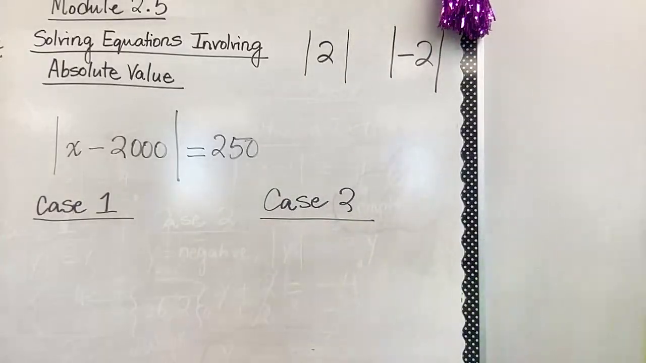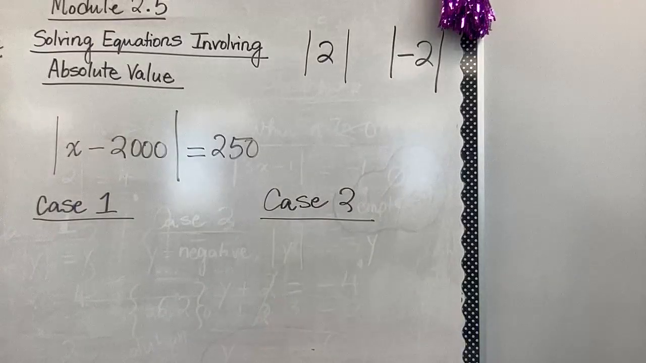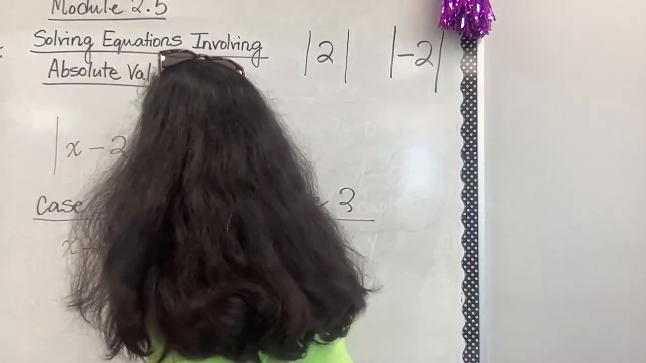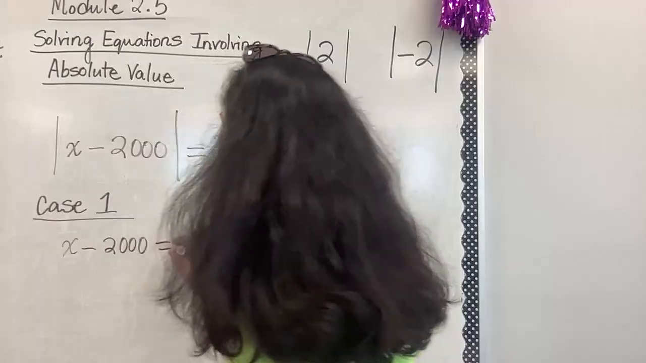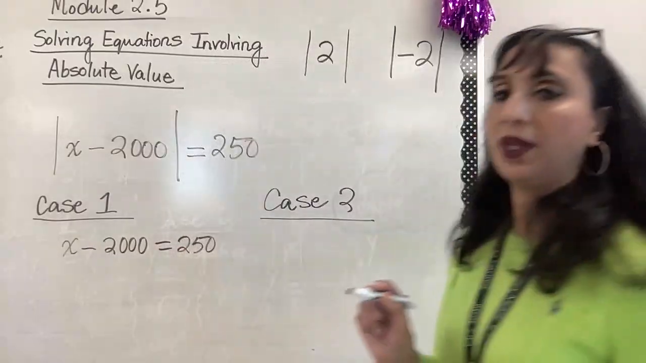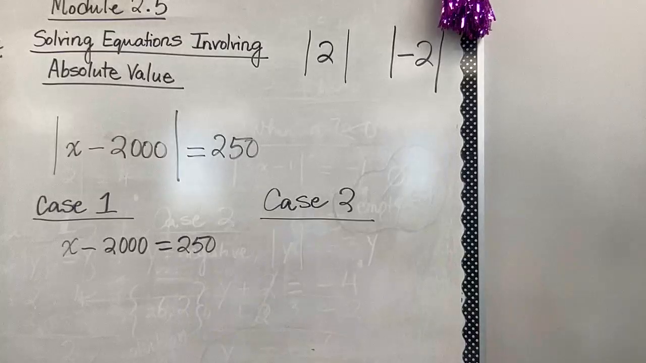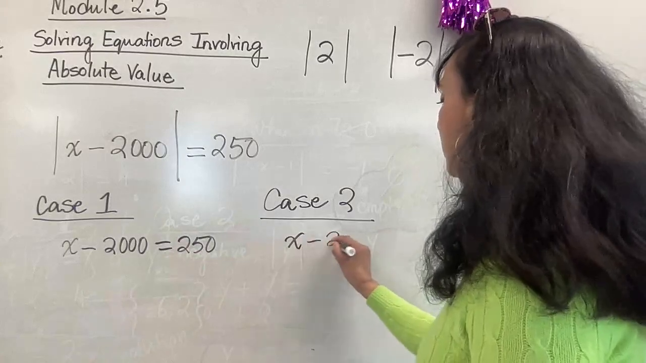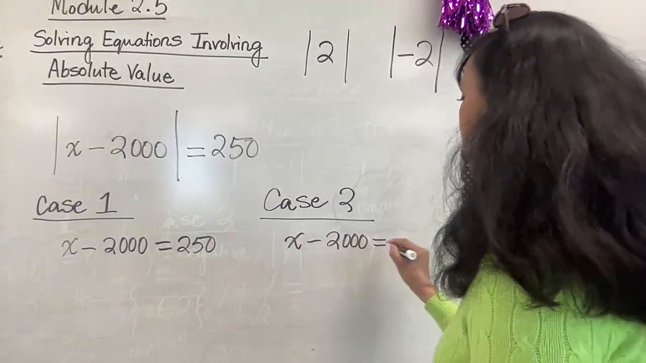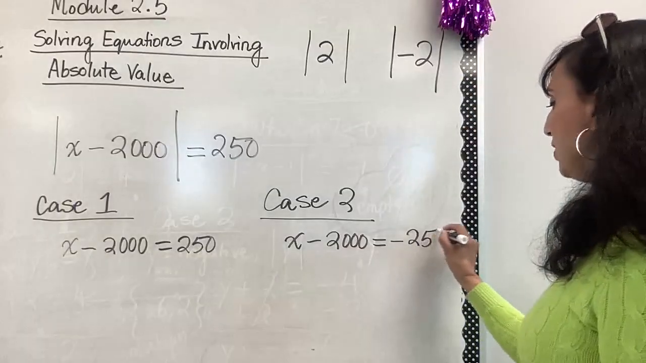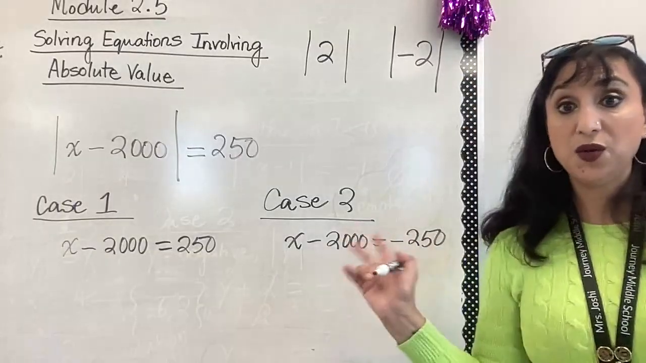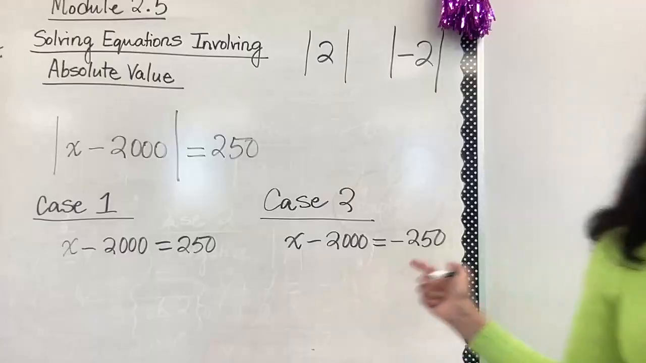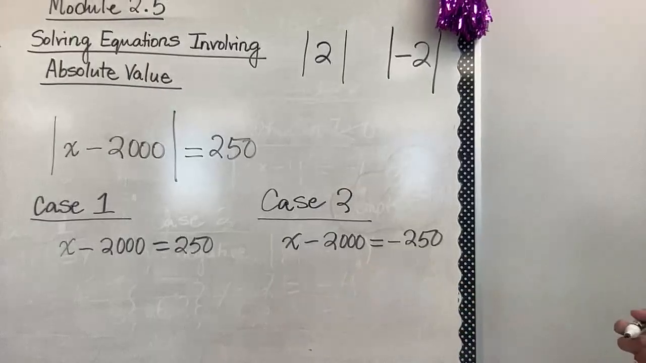All right, so case 1 is where it is non-negative. So X minus 2,000 is equal to 250. And case 2 is where it is negative. So X minus 2,000 is equal to negative 250. So those are the two cases that I can have: a non-negative and a negative. And then we are just going to go ahead and solve it.